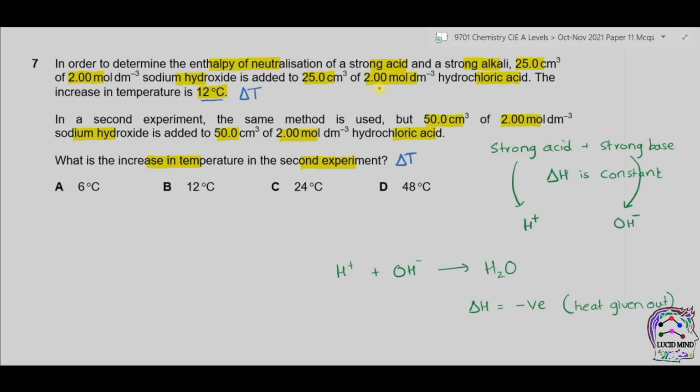Now in the question we can see that the concentration of HCl is the same on both sides. The concentration of sodium hydroxide is also the same on both sides. So the same concentration means the same number of H+ and OH- ions. So therefore the enthalpy change will be the same. So therefore the change in temperature or the increase in temperature should also be similar. So the answer is B.